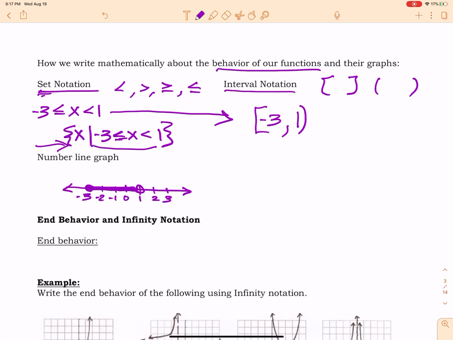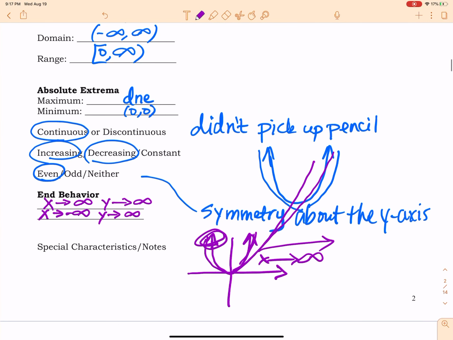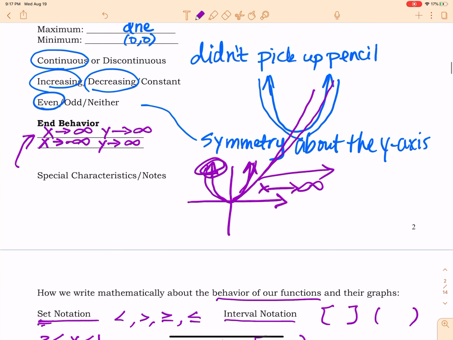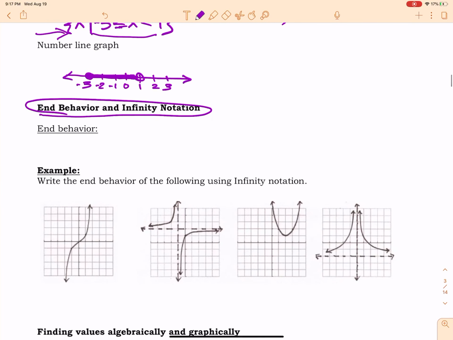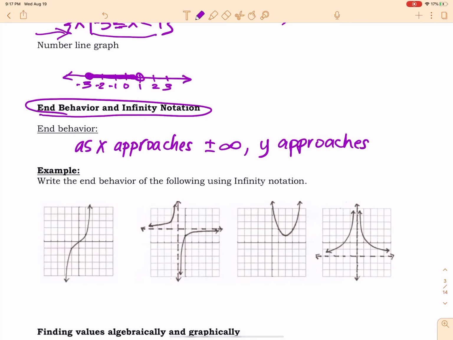And again, let's remember the end behavior like I wrote right up here. Okay, there's our end behavior. We always write it just like that with arrows. And it just means as x approaches, and guess what? X is always going to approach positive or negative infinity. All right, y approaches something. It doesn't have to be infinity in response. That's why we call it the response variable.